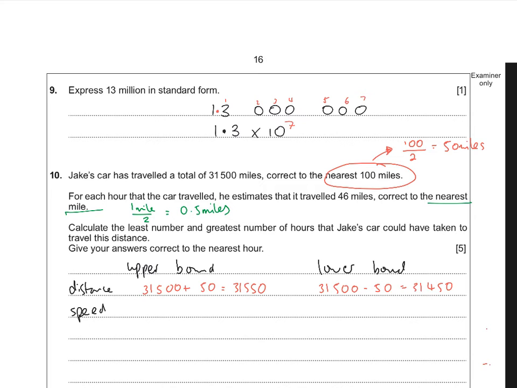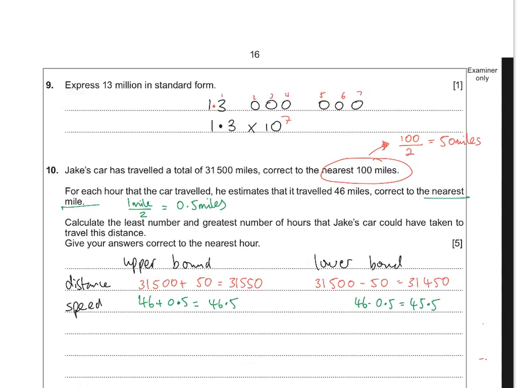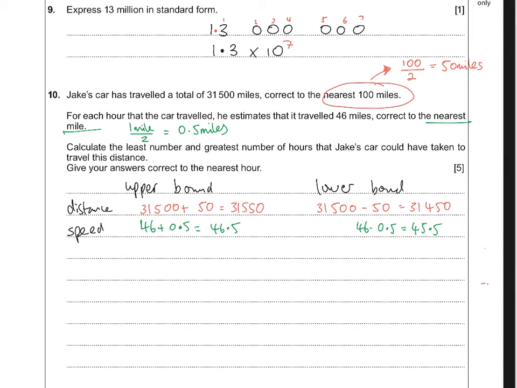The next one is going to be the speed, and the upper bound would be 46 add 0.5, which is 46.5, and the lower bound would be 46 minus 0.5, which is 45.5. The next thing it says: calculate the least number and the greatest number of hours that Jake's car could have taken to travel this distance. Give your answers correct to the nearest hour.